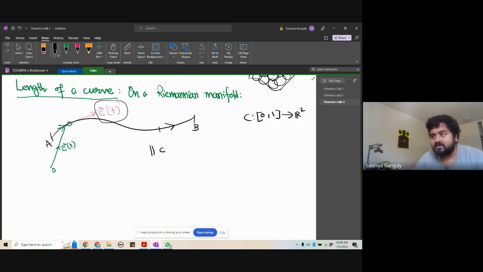How do you calculate this distance? Well, we know from high school that distance is basically the integral of speed. What is speed? Speed is nothing but the length of the velocity vector, or the norm of the velocity vector. So if you integrate that from 0 to 1, you get the length of the curve C.